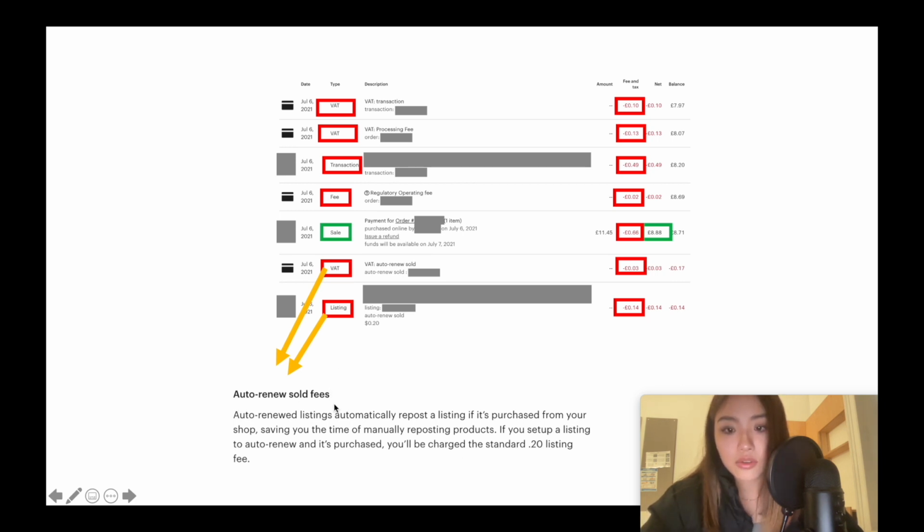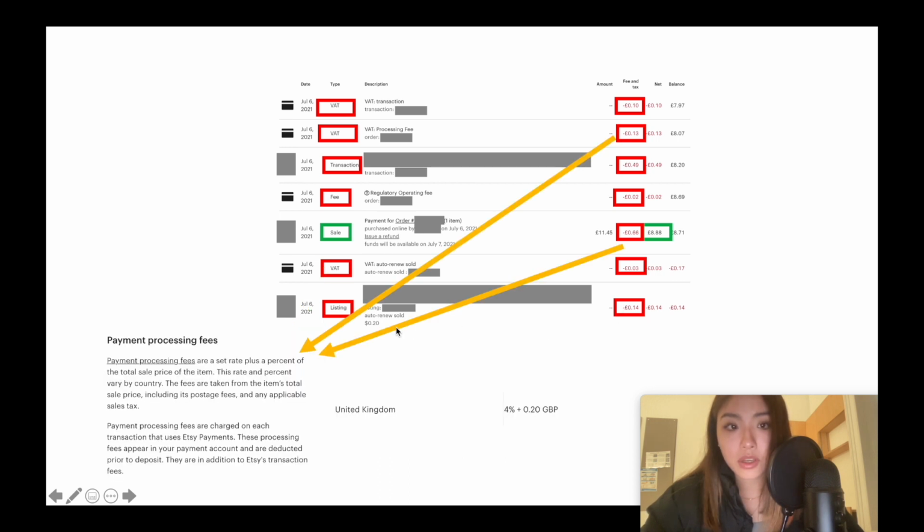So the auto renew sold fees are listings that automatically repost a listing if it's purchased from your shop, saving you the time of manually reposting products. Like, come on. Anyway, if you set up a listing to auto renew and it's purchased, you'll be charged the standard 20 cents listing fee here. Okay. And then VAT is just 20% of that. So in total, you'll be charged 1.2 times 20 cents. Now, the next thing is the payment processing fee.